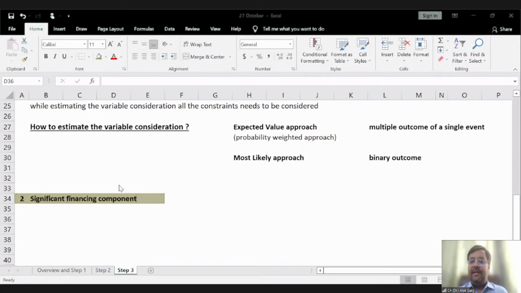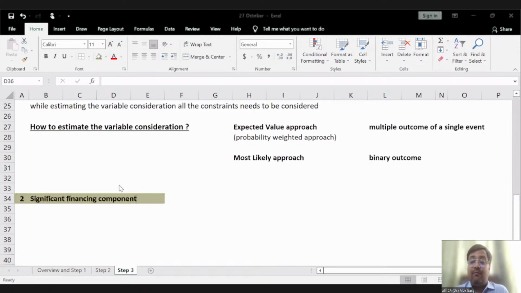For example, let's say Indigo airline is buying an aircraft from Boeing, USA, and they are paying upfront 20 crore rupees. Boeing is saying that it will take around 1.5 years to manufacture this aircraft, and they will deliver only after 1.5 years. It means there is a difference of more than 1 year between the amount received and the performance obligation satisfied, so there is a requirement to calculate the significant financing component.